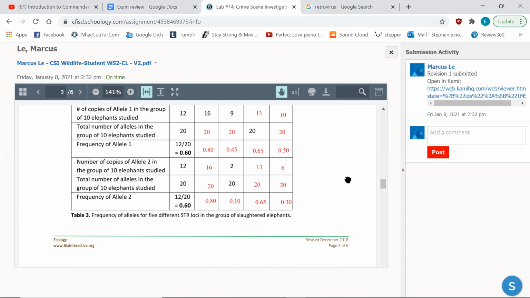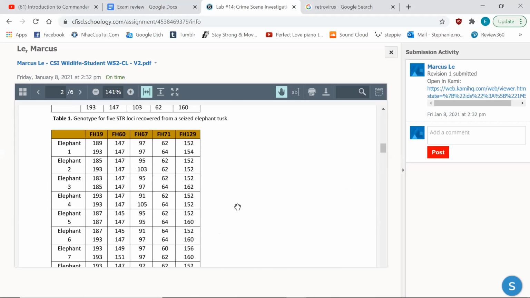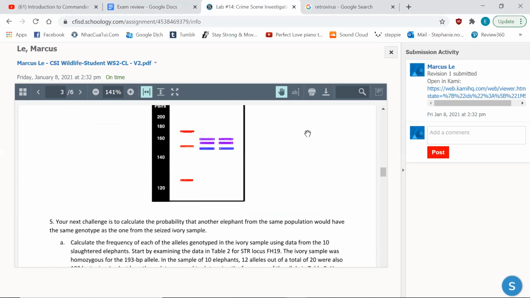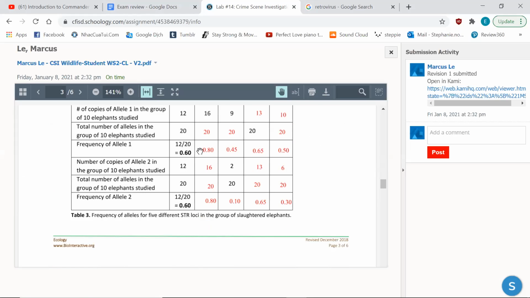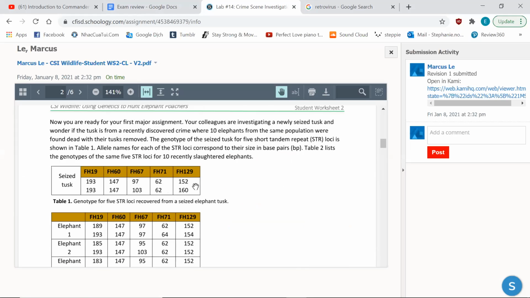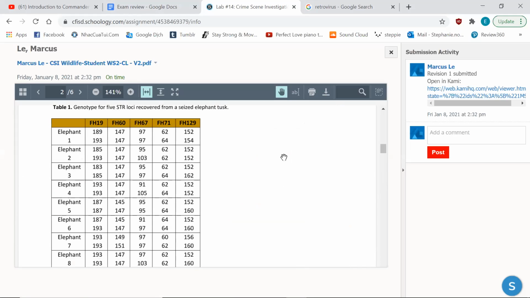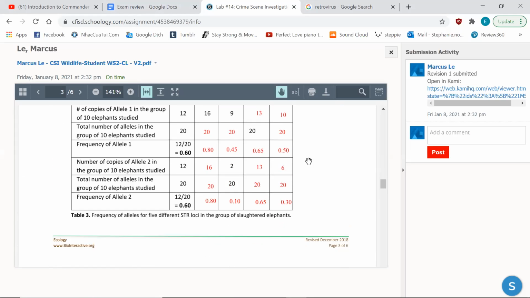Now, what happens next is you do that again for allele number 2, allele number 3, allele number 4, and allele number 5. Those will give you all the frequencies. Same thing on allele number 2. Allele number 1 is the one on the top, allele number 2 is the one on the bottom, right?